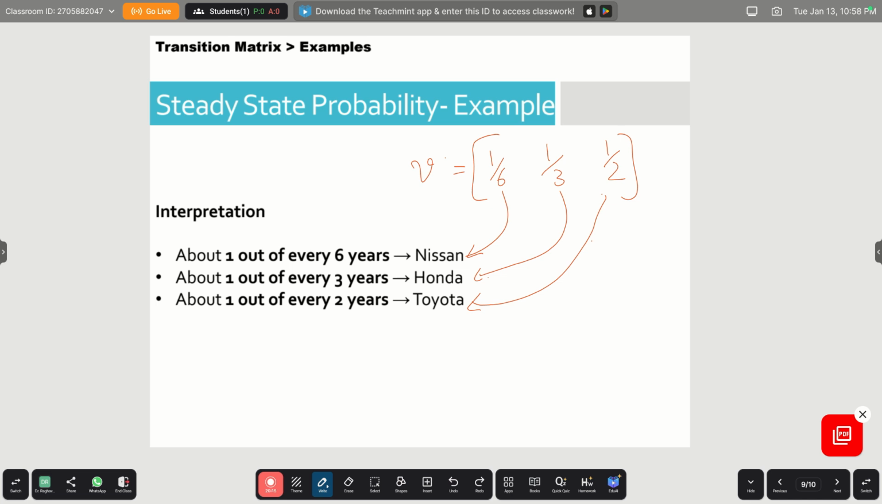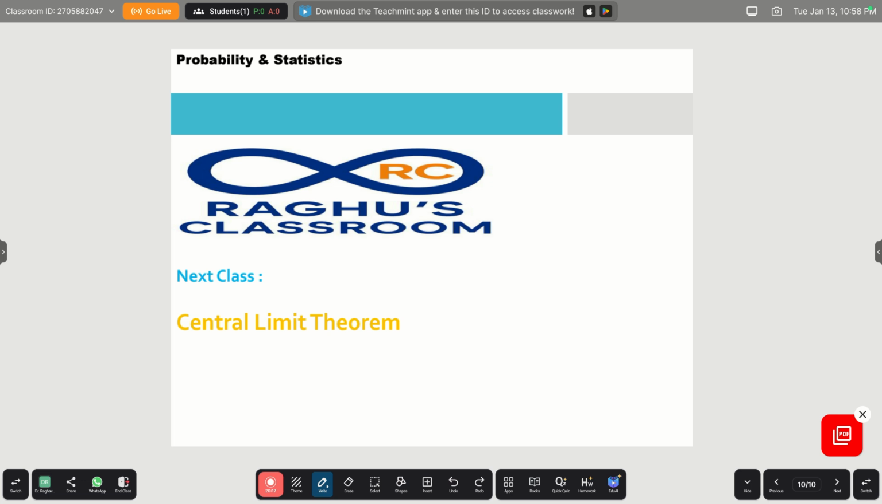So now I hope you understood what a fixed probability vector is, and what its application is in real life examples. With this I'll stop the topic Markov chain, and in the next class I'll start with the central limit theorem, and moving forward I'll explain the application of the central limit theorem in evaluation of probabilities, in finding the confidence interval, and later testing the hypothesis. All right, thank you.